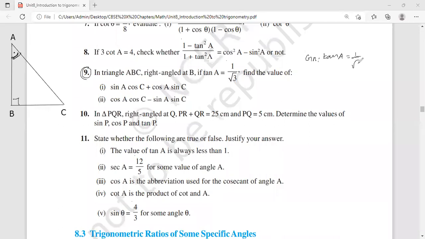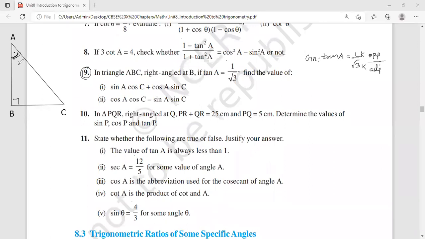And we know the formula for tan, isn't it? Tan is nothing but opposite by adjacent. Since it is given in the form of a fraction, we can't be sure that opposite will be 1 and adjacent will be root 3. So we introduce k. Now we have the given condition tan A equal to 1 by root 3, which is 1k by root 3k.